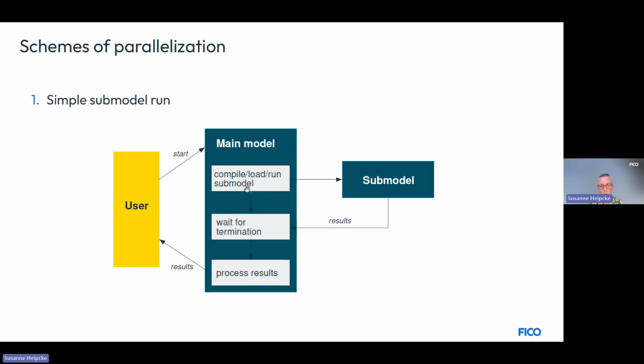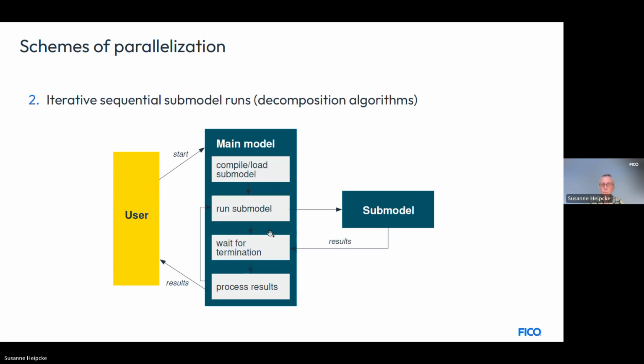Now, as you can perhaps see, it's a bit dark here, there is an arrow going from the submodel there, but there's also an arrow here. What is important is the meeting point, waiting for termination, so that your main model actually waits for the submodel to perform its tasks and then processes the results. This can be a loop, of course.